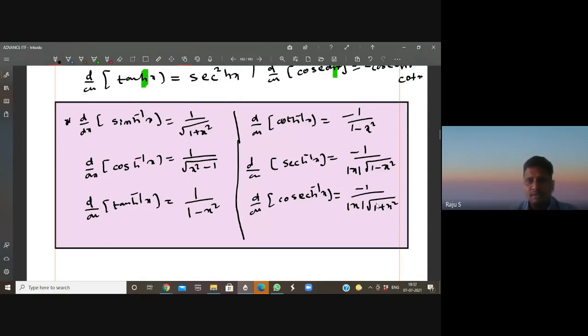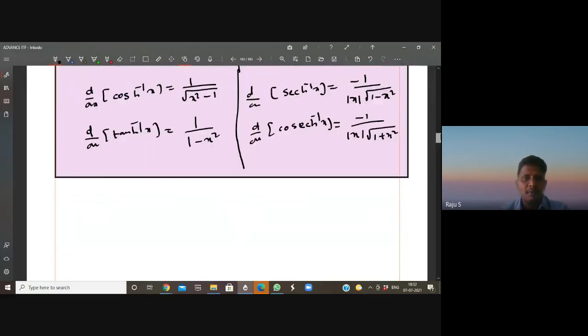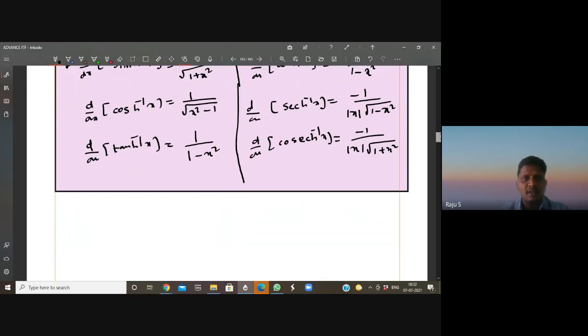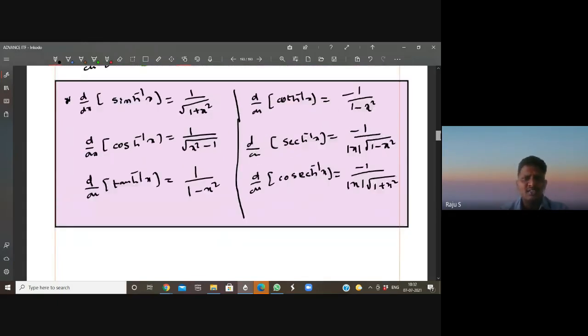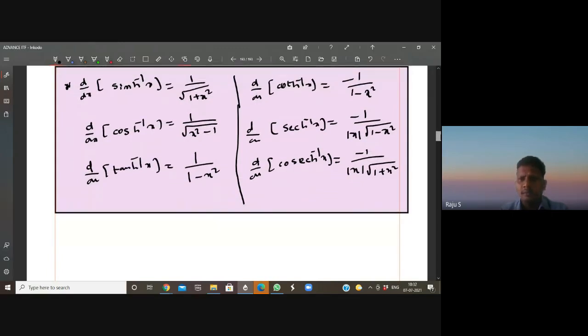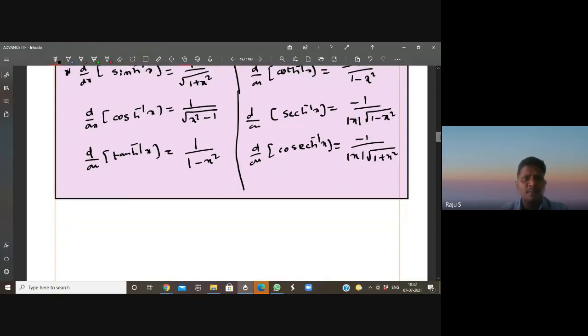Okay, students? Like that. So these are the derivatives of inverse hyperbolic functions. Just try to practice this inverse hyperbolic part alone.